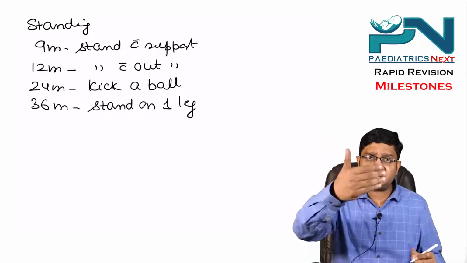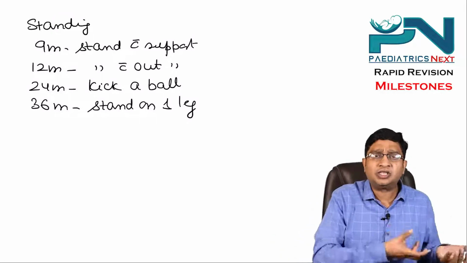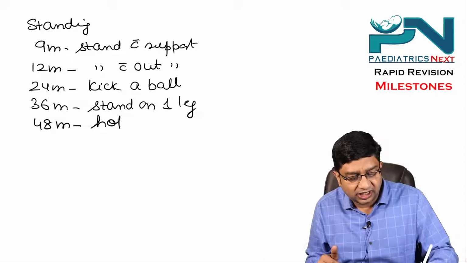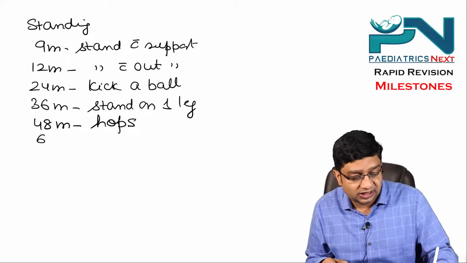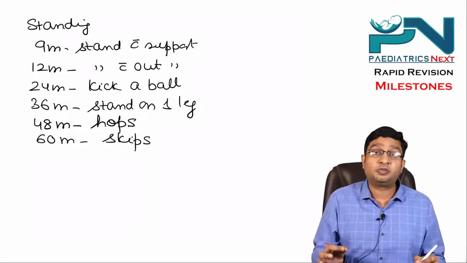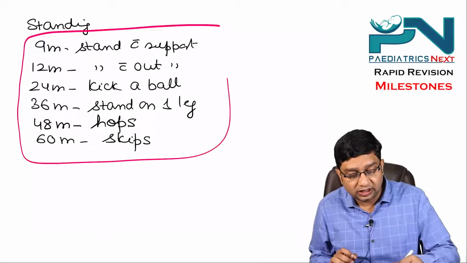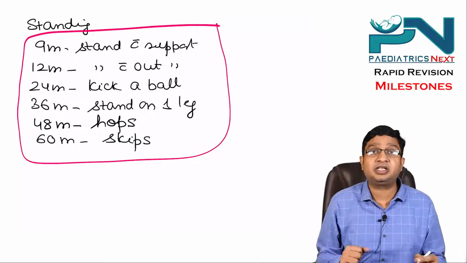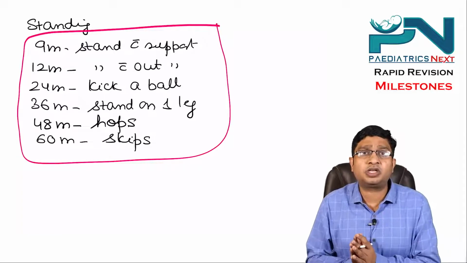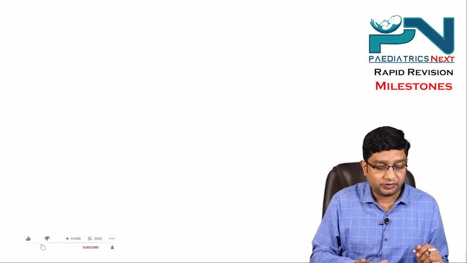Right, just like I went through standing only, with support, without support, kicking a ball, and basically standing on one leg. At 48 months, the child can hop, and at 60 months, the child skips. So basically these are the standing milestones. This is the way of remembering them. Clear? These are some of the very important gross motor milestones which you need to remember.